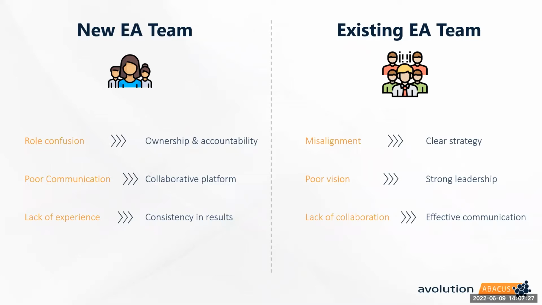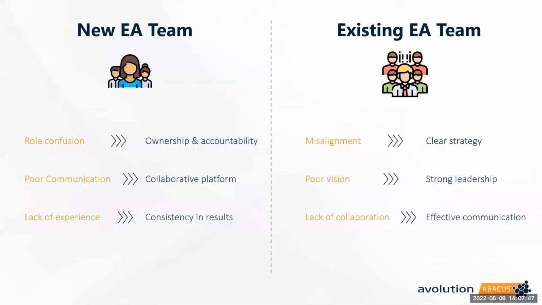Sometimes there's role confusion within new EA teams as well. So certainly one of the things that we've seen that's beneficial is to at least try to get some level of ownership or accountability. So maybe a typical RACI matrix of who should be involved within the decisions that are being made.